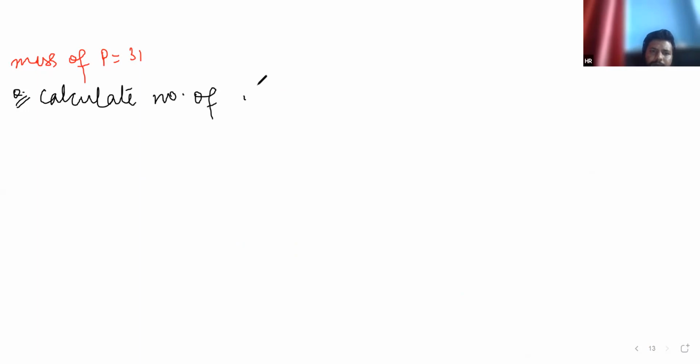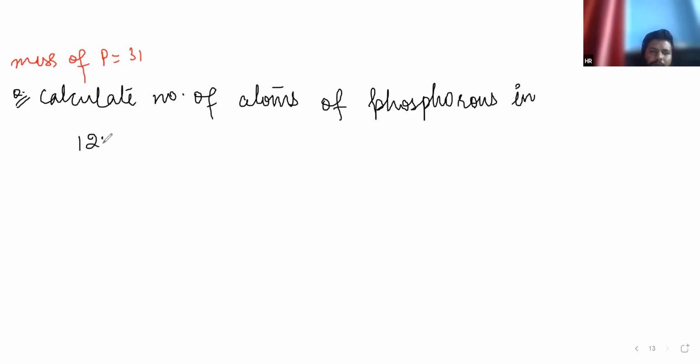Just see, you know the mass of phosphorus is equal to 31. Okay. Now, calculate the number of atoms of phosphorus in 124 AMU of P4.